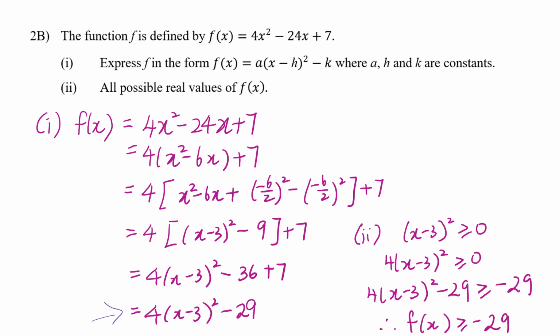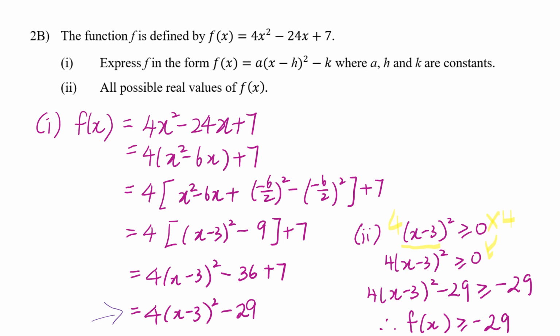We observe that when you square something, it's always more than or equal to 0. If you multiply by 4, it's also always more than or equal to 0, because 0 times 4 will give you 0. Then if you take away 29 on both sides, you see that, sorry, this is a U-shaped curve, so the minimum value for f(x) will be negative 29.